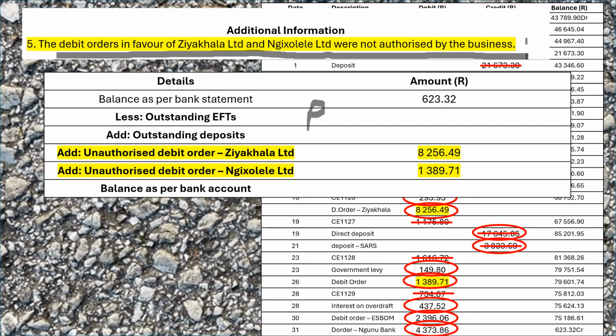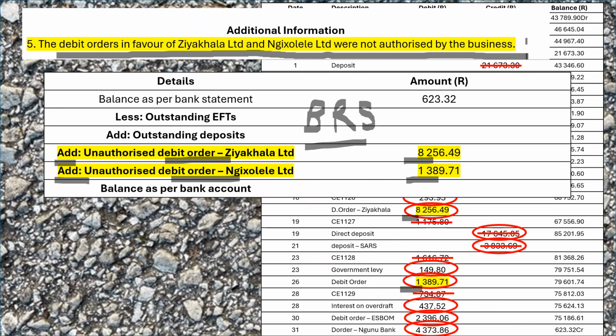If the bank has made a mistake, it gets recorded on the bank reconciliation statement. We need to add back the payments that were made that we didn't authorize. So add unauthorized debit order. There the two are, and we dealt with those circles now. Who made the mistake? The bank. If the bank makes a mistake, it must go on the bank reconciliation statement.